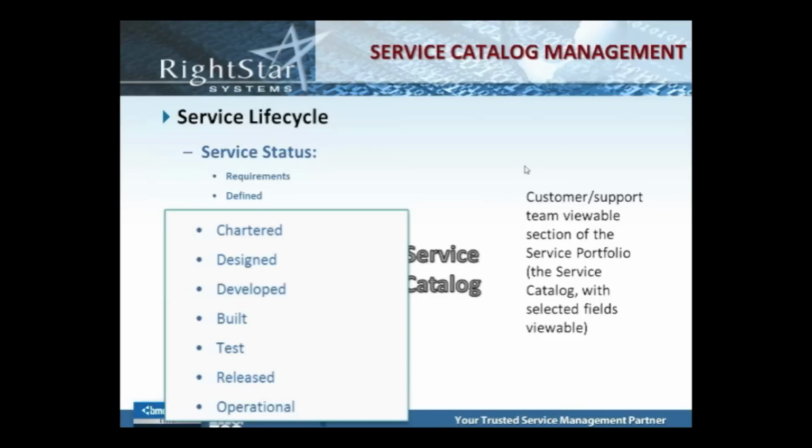The technical services catalog is really not of interest to the business and is typically not viewable by the business. But it's important for IT to understand how those technical services and systems support the business services.